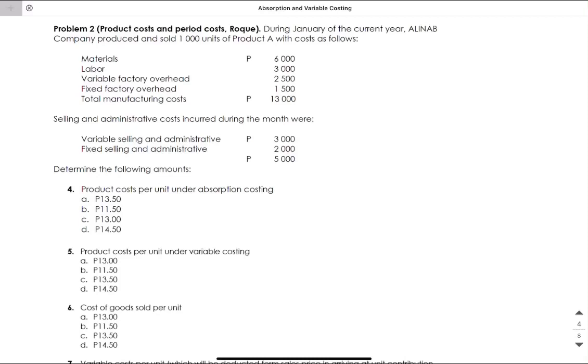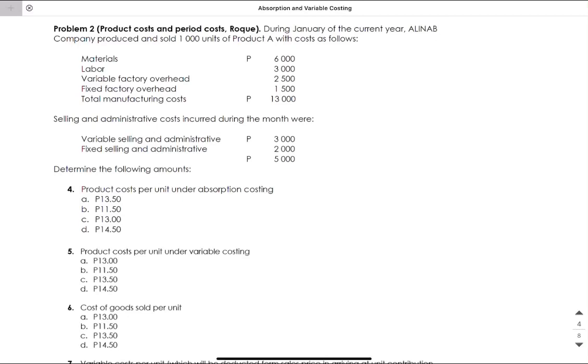This is based from a reviewer book authored by Mr. Roque. During January of the current year, a company produced and sold 1,000 units of product A with costs as follows: material, labor, variable and fixed factory overhead. Selling and administrative costs incurred during the month were, again, variable and fixed period costs. Determine the following amounts. Number 4, product cost per unit under absorption costing.